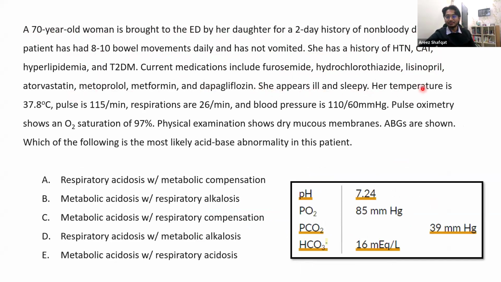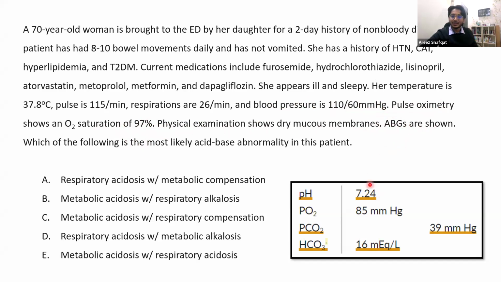She appears ill and sleepy. She is afebrile, tachycardic. She is tachypneic. She has normal blood pressure right now, but on the lower side. Pulse oximetry shows an oxygen saturation of 97%. Physical examination shows dry mucous membranes.